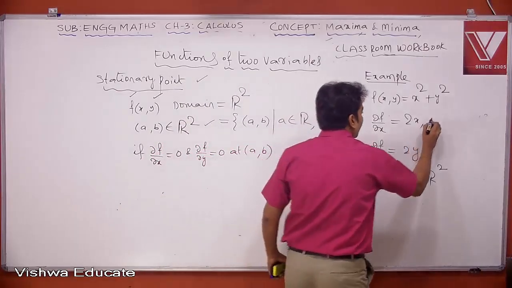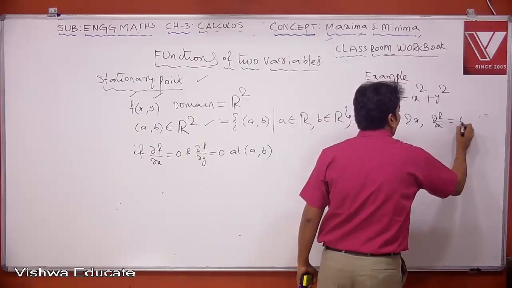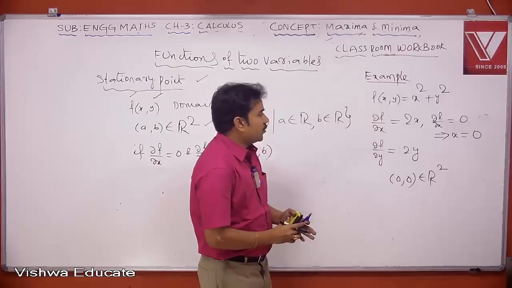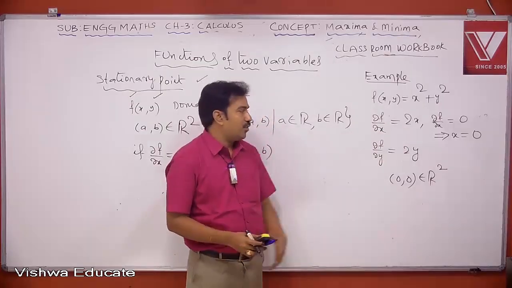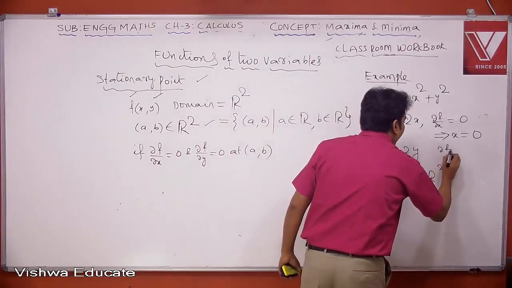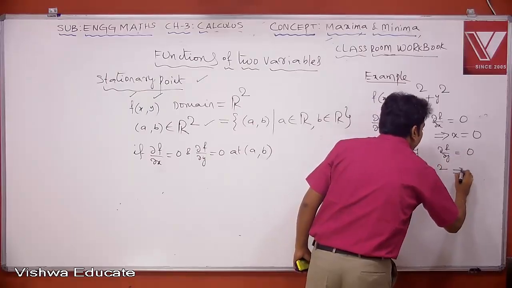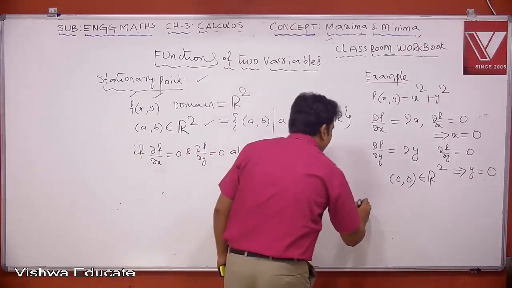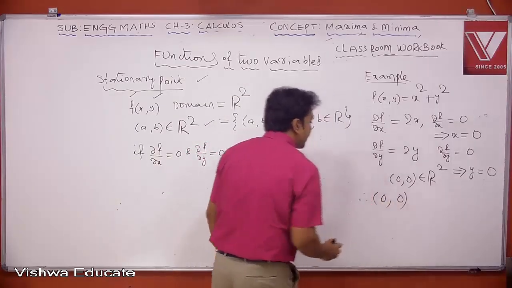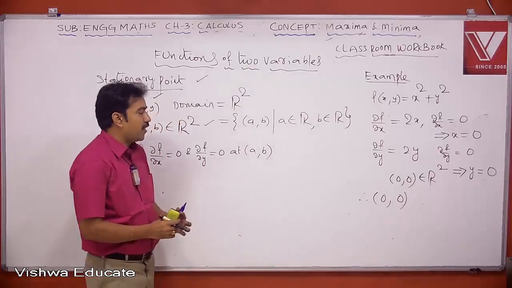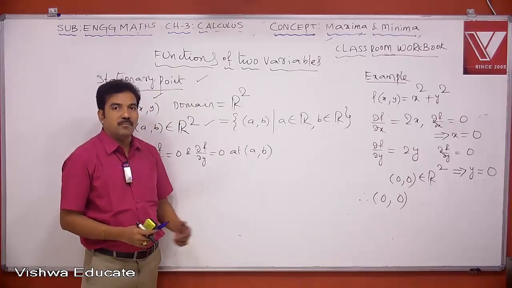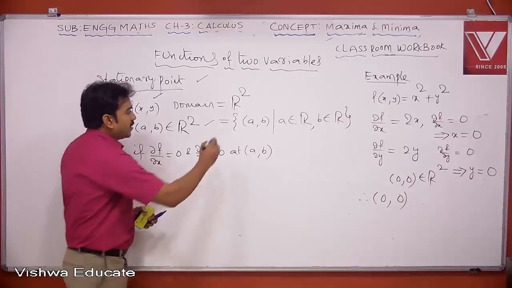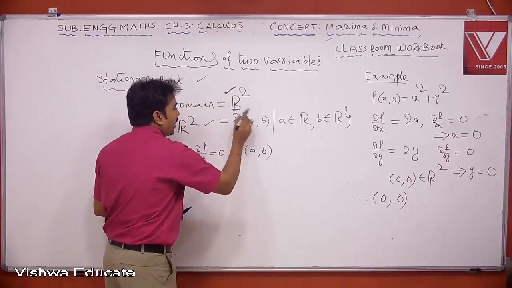Here dou f by dou x equal to 0 implies x equal to 0. Next, dou f by dou y equal to 0 implies y equal to 0. Therefore, 0 comma 0 is a stationary point of f of x comma y. You write this domain so that you can understand. In the R square, elements will be like this.